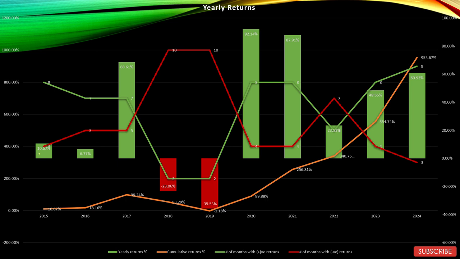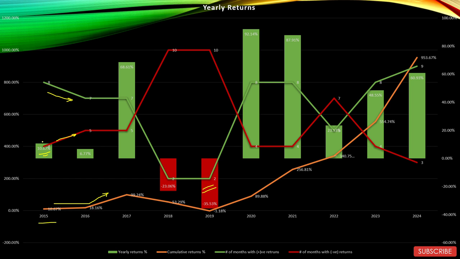So here is the graph. The green bars here show the positive yearly returns. The red bars show the negative yearly returns in percentage. The orange line down here shows the cumulative returns. The green line shows the number of months with positive returns, whereas the red line shows the number of months with negative returns. So let's start with 2015.